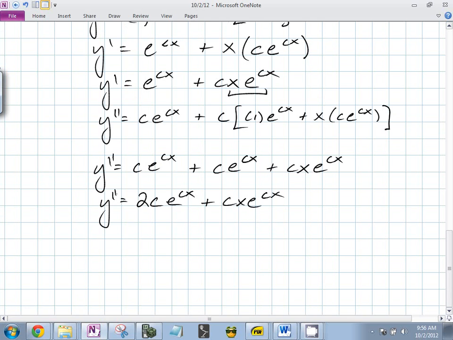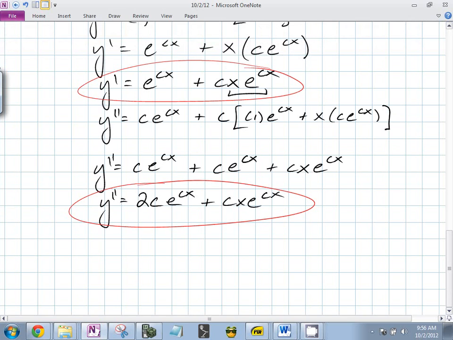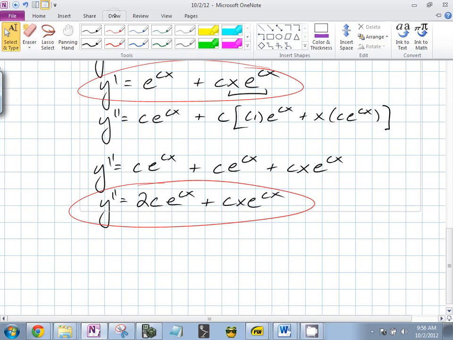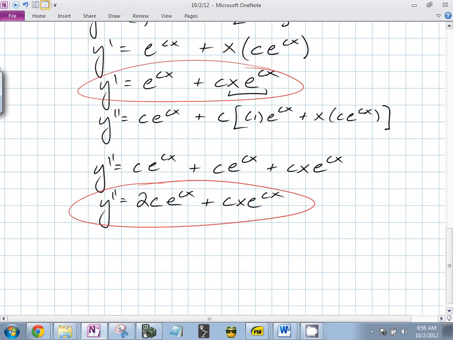Is that actually pretty similar to the first derivative? Here's the first derivative, and here's the second. Do you want to make a prediction what you think the third derivative is? 3ce to the cx plus cx e to the cx. You multiplied c by c, then you multiplied c. Oh, there's a c squared. Thank you very much. I totally missed that. This should be c squared right there.